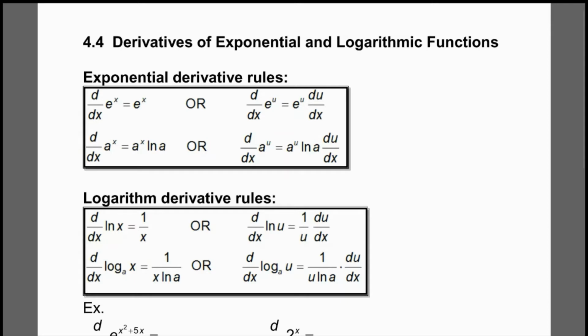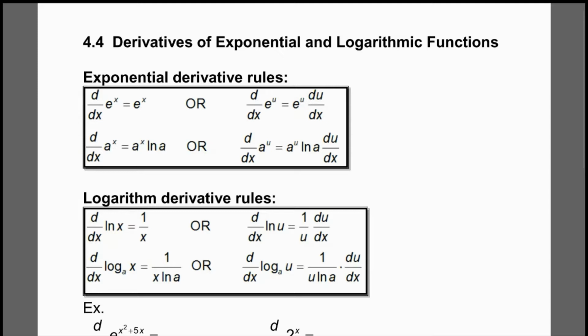This is our last section of derivative rules. So we've piled a lot of derivative rules in the last couple of weeks. We've gone through all of our basic derivative rules: power rule, quotient rule, product rule. We went through all the trig derivative rules. We went through the inverse trig derivative rules. We went through the chain rule. And now we're going to add on these exponential and log rules.